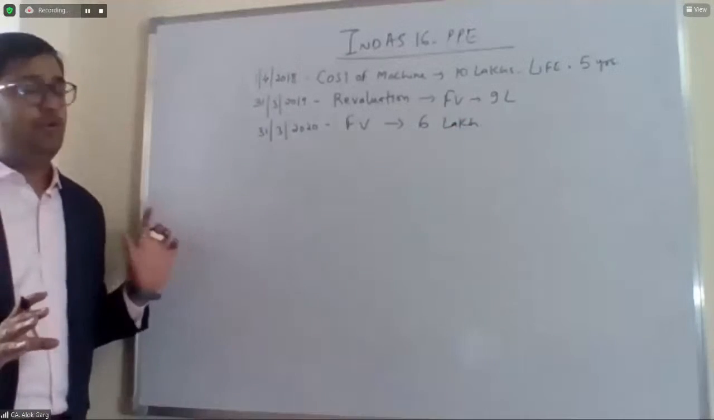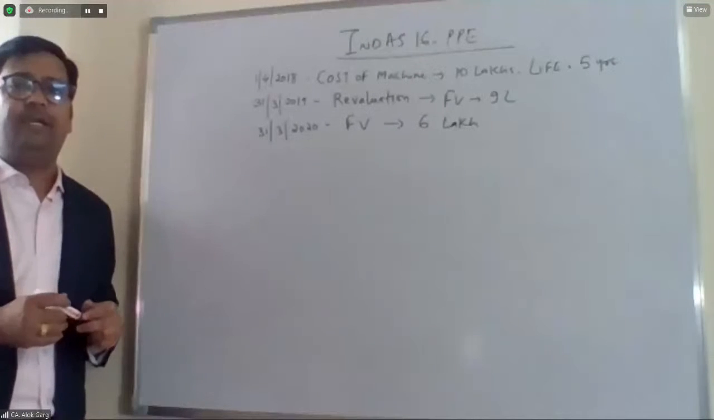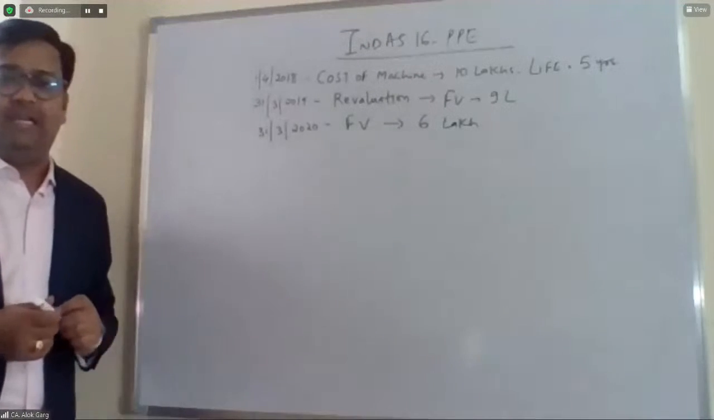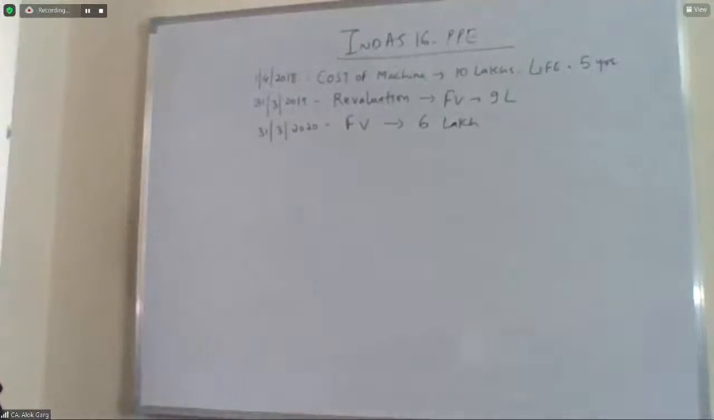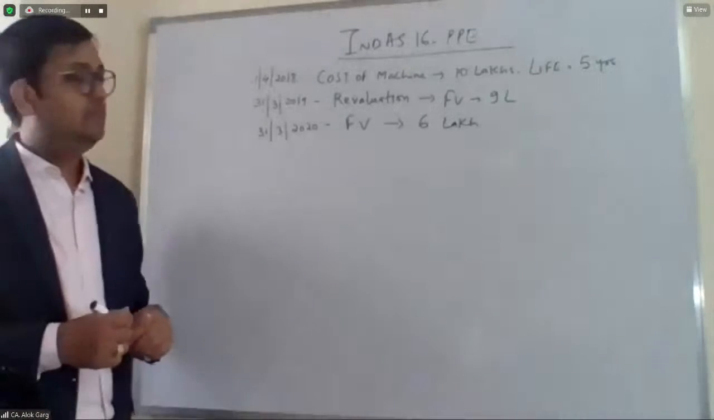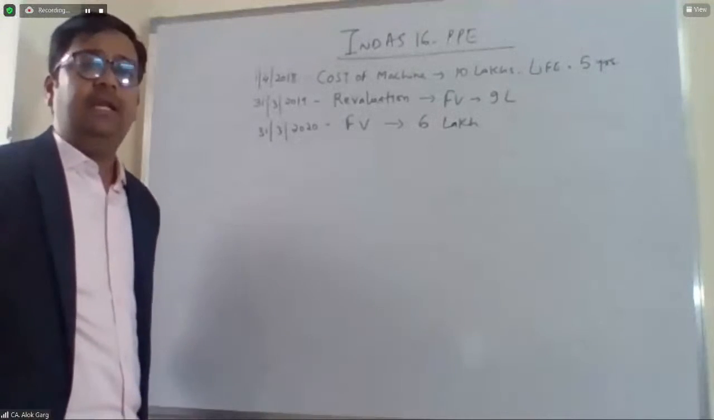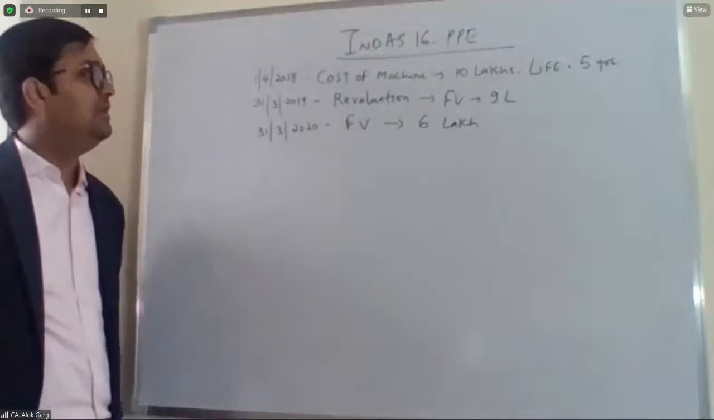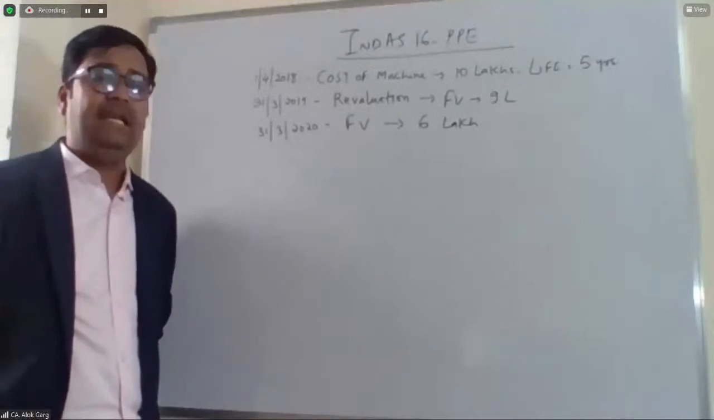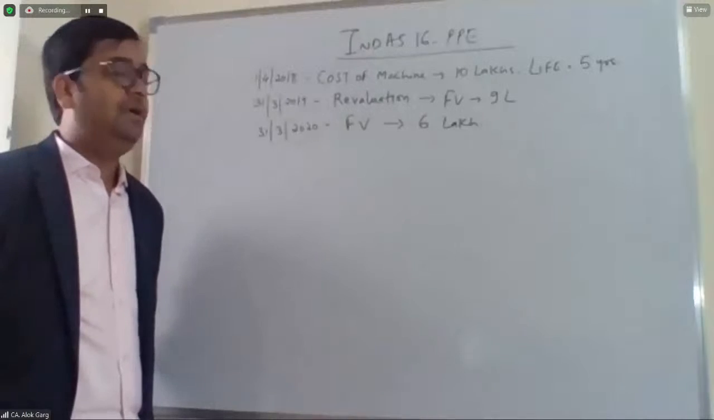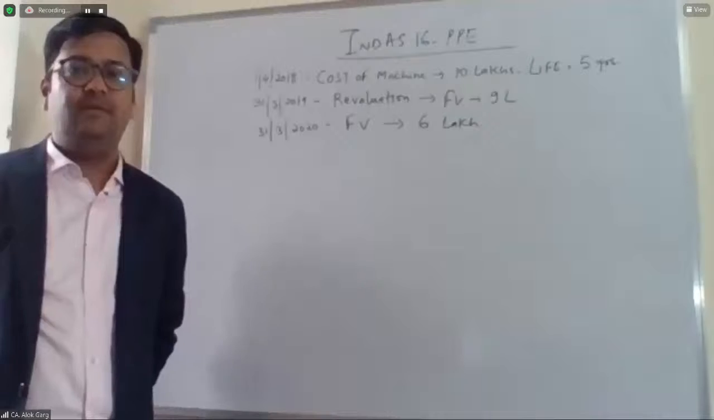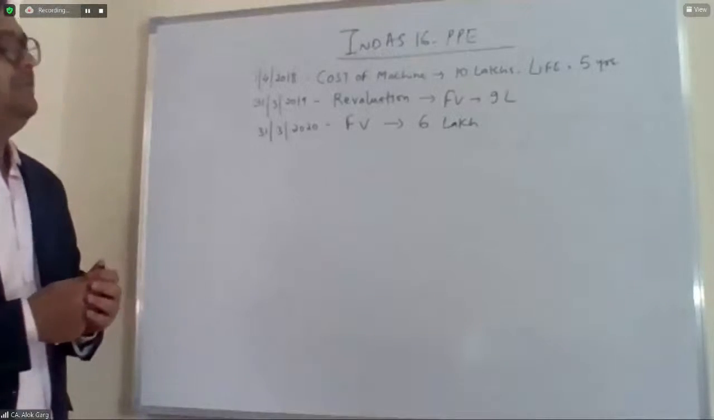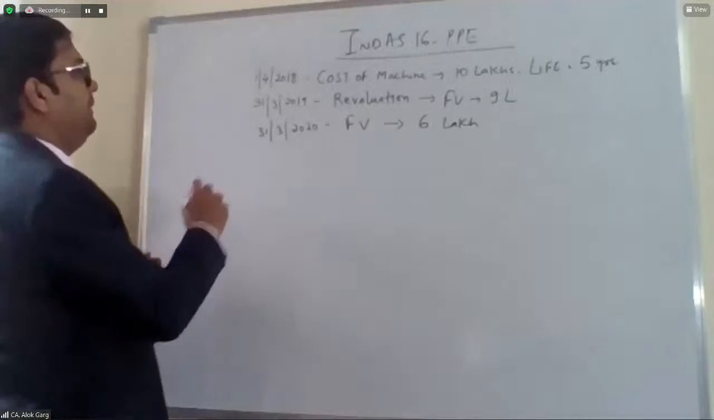Have you got the question? On 1st April 2018, the cost of the machinery was 10 lakh. The life was 5 years. I'm assuming scrap value is 0. On 31st March 2019, the company has opted for revaluation, and the fair value was 9 lakh. On 31st March 2020, again the company has done the fair valuation, and the fair value was 6 lakh. So advise the accounting treatment.